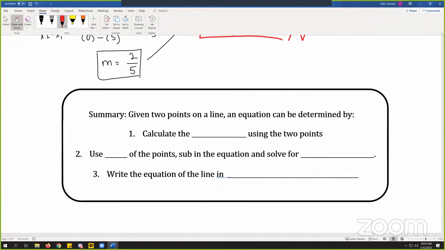So summary. Given 2 points on a line, an equation can be determined by these 3 things. Calculate the slope using the 2 points. Use one of the points, sub in the equation, and solve for y-intercept, which is our b value. Then write the equation of the line in y equals mx plus b. Okay, so there's our summary. I'll leave that for you.